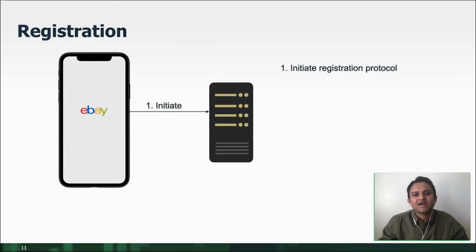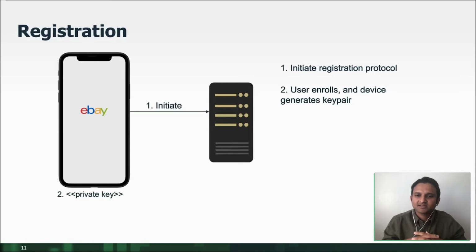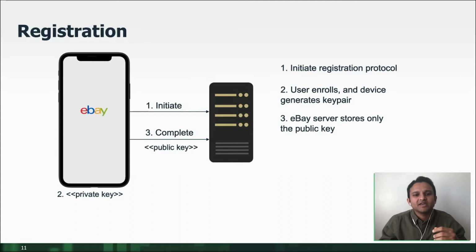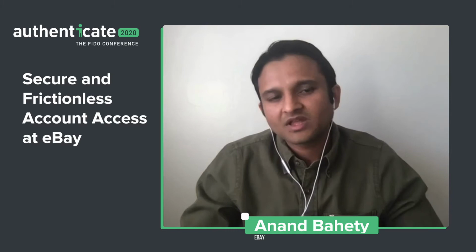It then asks the user to enroll into the flow and generates a public and private key pair. It sends the public key part of the key pair along with some protocol handshake data to the eBay server to finish the registration. The eBay server only stores the public key against the user record. As you can see, the private key is securely stored on the device so far. Let's see how this setup aids authentication.